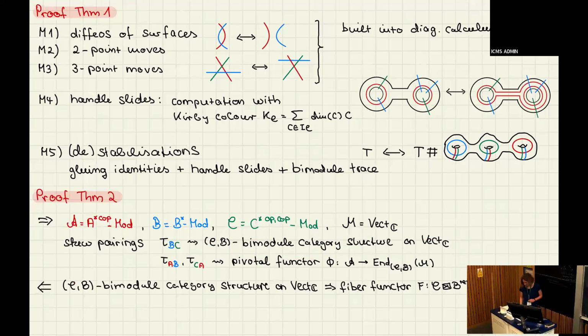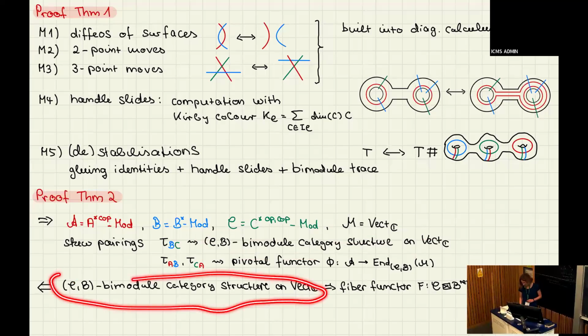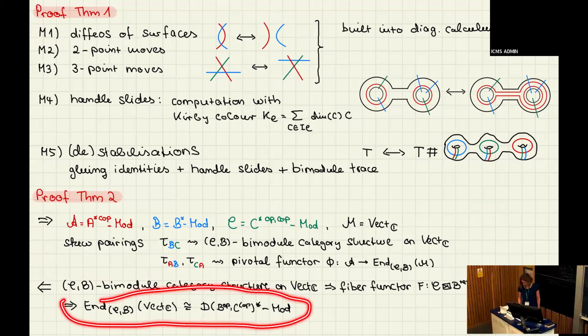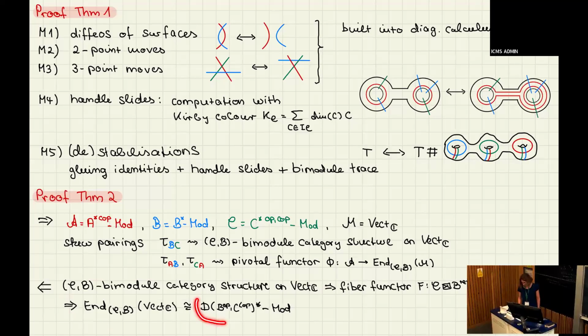So if we have a bimodule category structure on Vect, this is the same as having a fiber functor. And this fiber functor gives me Hopf algebras. So this fiber functor here tells me that C tensor B, the linear Bref, is some representation category of a tensor product of two Hopf algebras. And one can then show that the module endofunctors are also the representation category of a Hopf algebra, which is sometimes called the double of B and C.